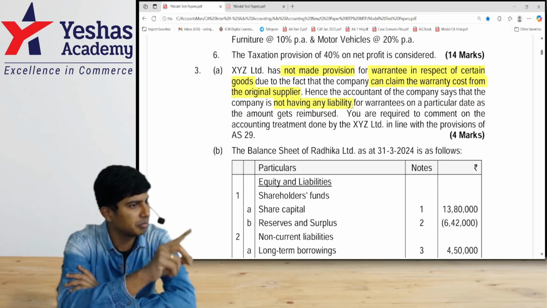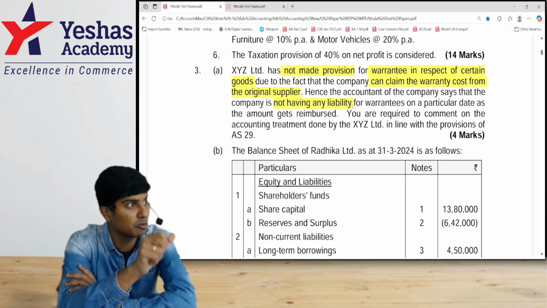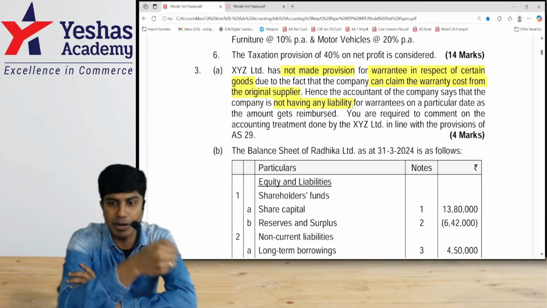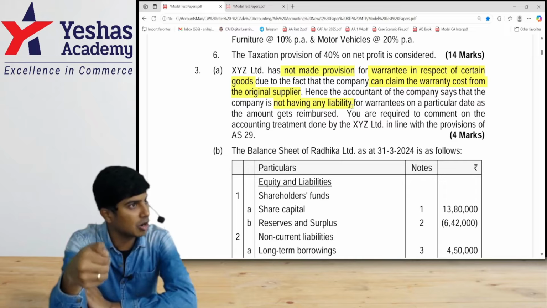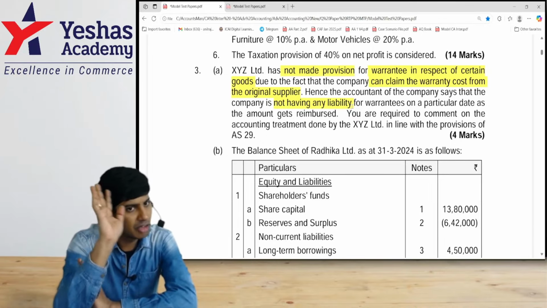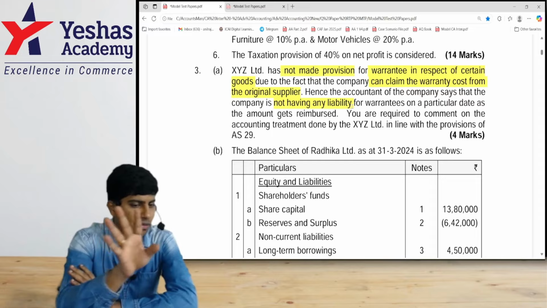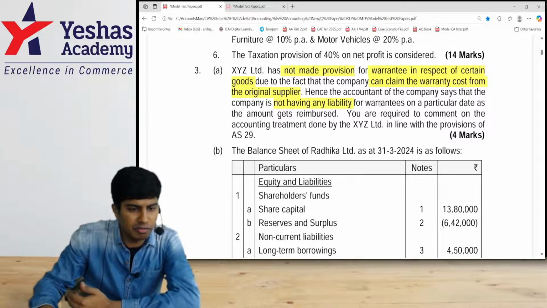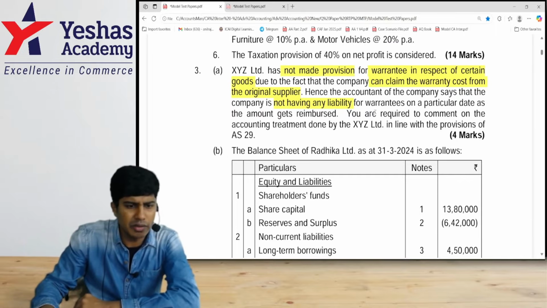Liability has to be created by way of provision because there is a probable outflow and a reliable estimate. Liability, provision, reliable estimate, probable outflow. Four words. That is the first part. Second part: the warranty reimbursement is an asset recorded based on virtual certainty. If you use these keywords, whatever you write in the rest of the answer, you will get full marks. Then they've told you that provision is required for warranties as of a particular date, and the amount gets reimbursed. Same story. You are required to comment.